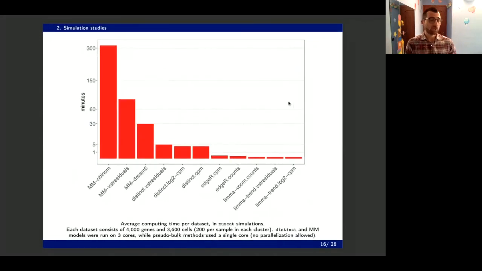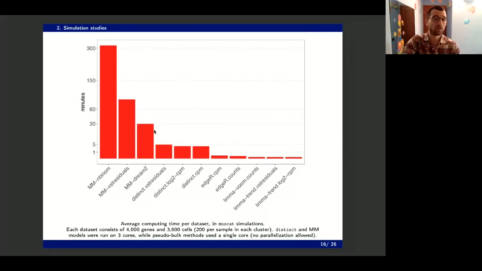And from a computational point of view, here we have the time in minutes that each method required to run on a single Muscat dataset. Now, these are fairly small datasets because they only have 4,000 genes and 3,600 cells. You see that pseudo-bulk methods only took very few seconds, while distinct needed between 4 and 5 minutes, which, I'm definitely biased here because I'm the author of the package, but it seems a very reasonable time to me, because distinct has to compute a permutation test for every gene-cluster combination. So here we're talking about 12,000 permutation tests.